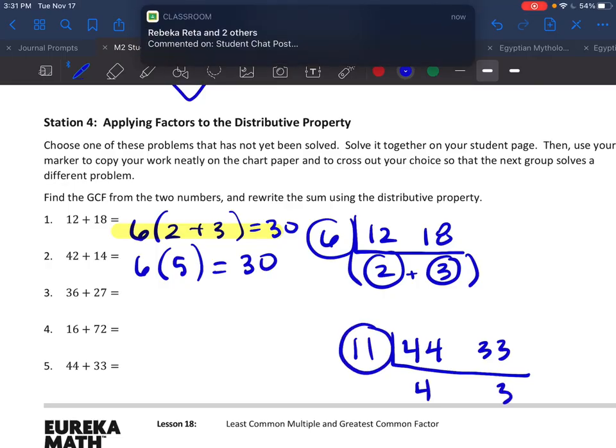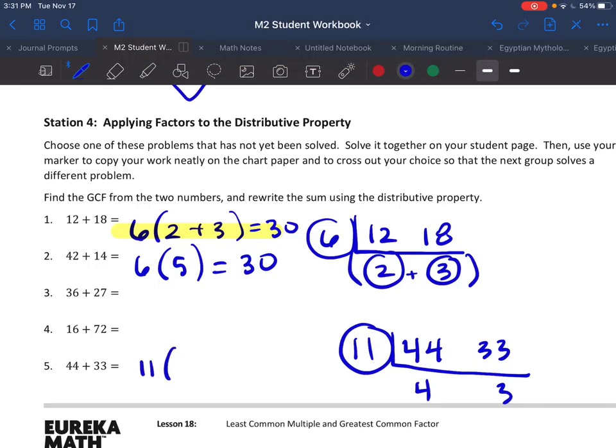So here's what I pull out. Here's my factor that goes outside of my parentheses. That's my greatest common factor. Then inside the parentheses are the numbers on the bottom. 4 plus 3. Now let's double check. 11 times 4, does that equal 44? Yep, that's my first number. 11 times 3 should equal 33, my second number. That is correct. So I know that these two equations are equivalent.